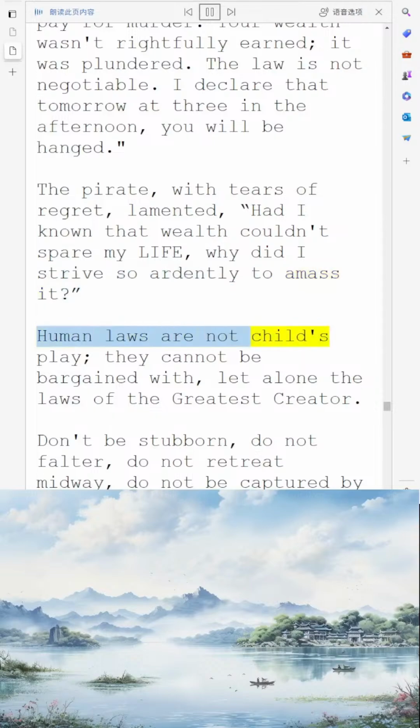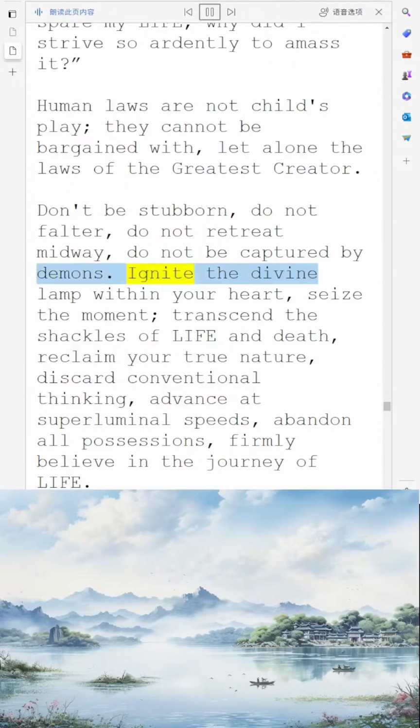Human laws are not child's play. They cannot be bargained with, let alone the laws of the greatest creator. Don't be stubborn, do not falter, do not retreat midway, do not be captured by demons. Ignite the divine lamp within your heart, seize the moment. Transcend the shackles of life and death, reclaim your true nature, discard conventional thinking, advance at superluminal speeds, abandon all possessions, firmly believe in the journey of life.